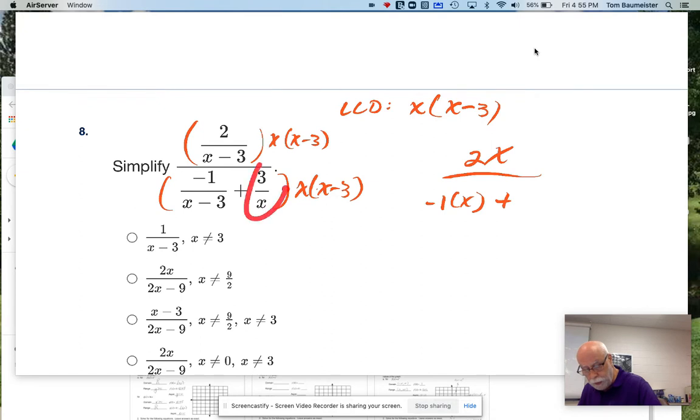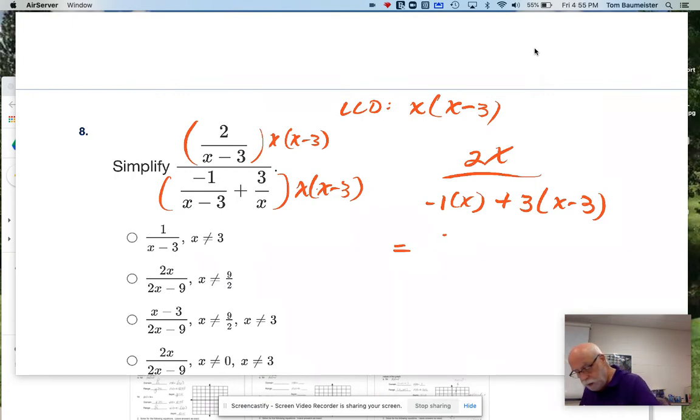On this one here, I can take an x there and an x there. So I still have that 3 on top, and then I'm going to multiply it by x minus 3. All right, so now let's go ahead and look at that and simplify that.